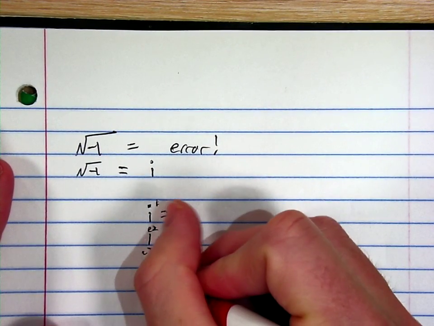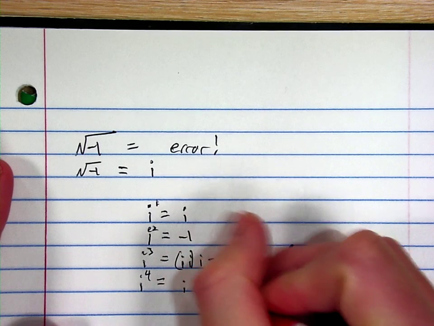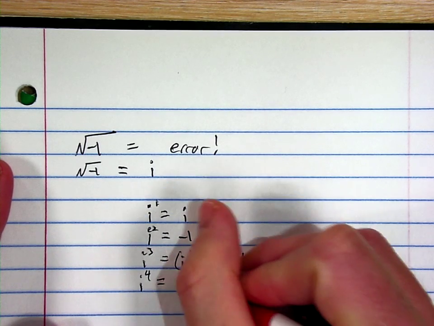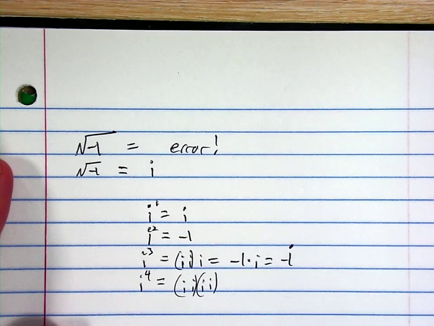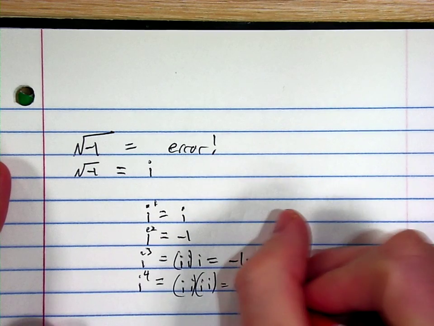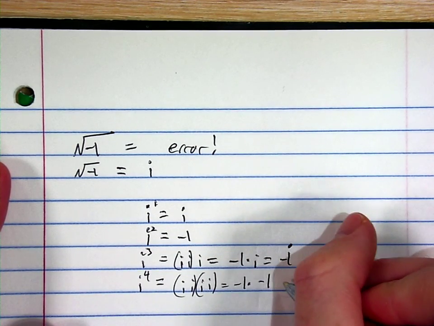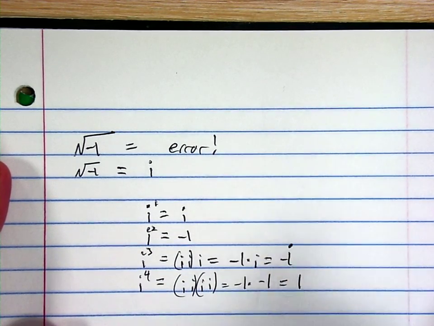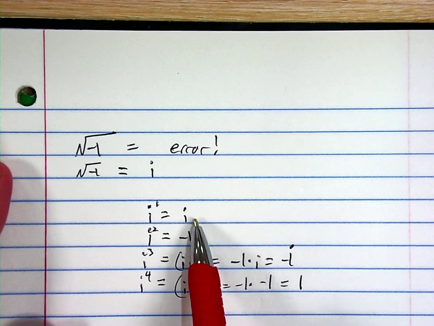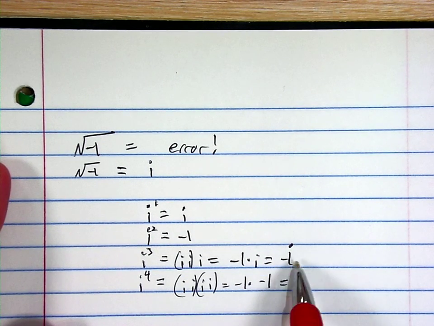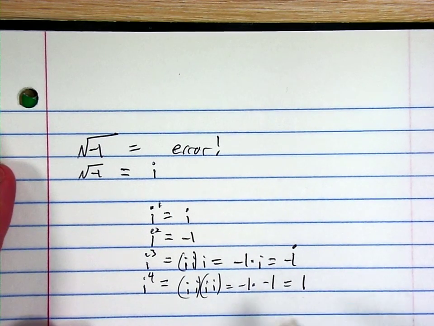And i to the fourth. So there's four i's. Put parentheses around each pair of two. We'll get -1 times -1, which is +1. So you can see we've gone from i to -1 to -i to +1.